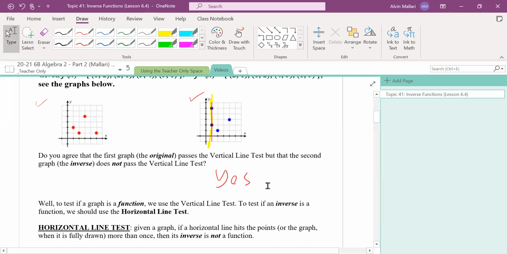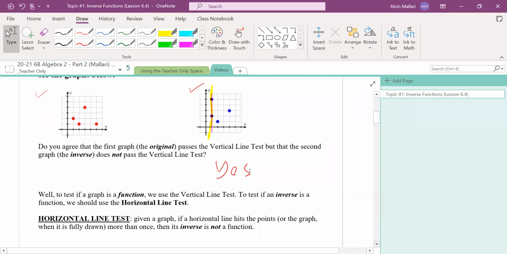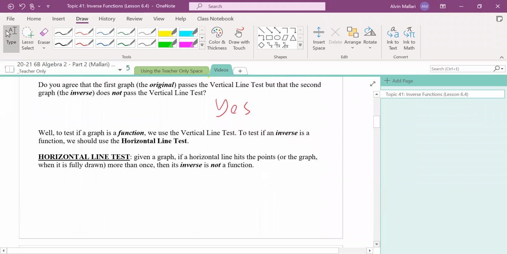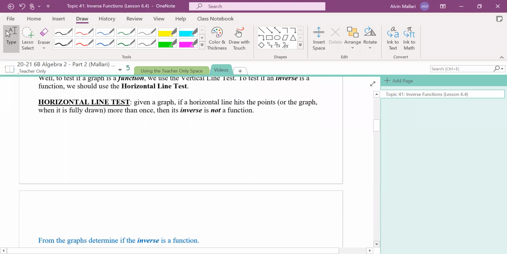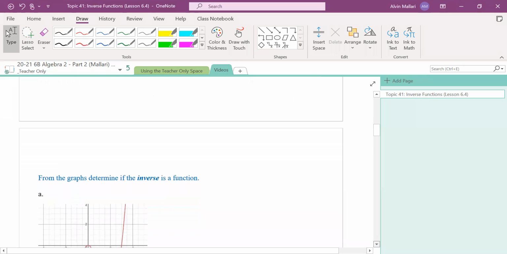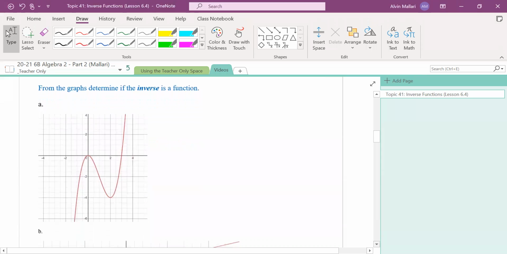All right, so for regular functions, we test using the vertical line test. And for the inverse function, we use the horizontal line test. So let's say given a graph, if a horizontal line hits the points more than once, then the inverse is not a function. Let's look at the following.